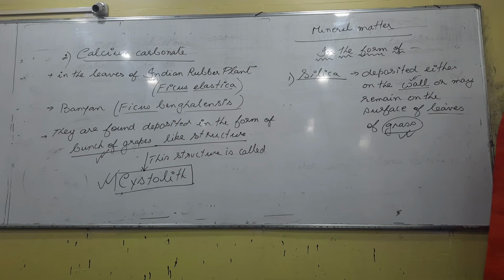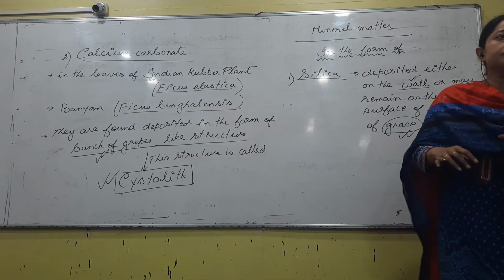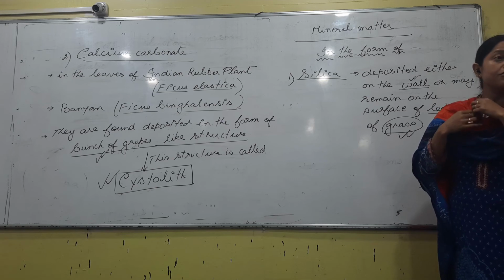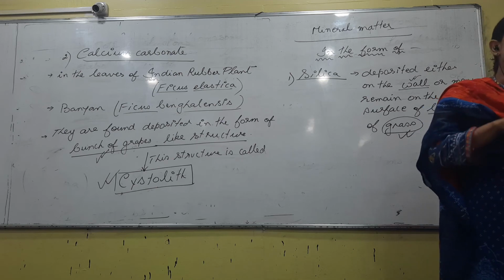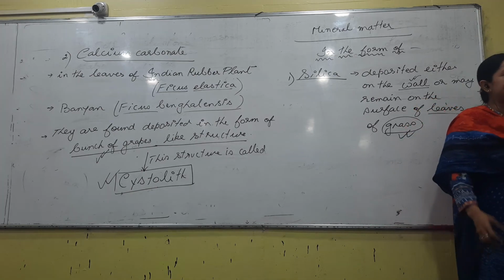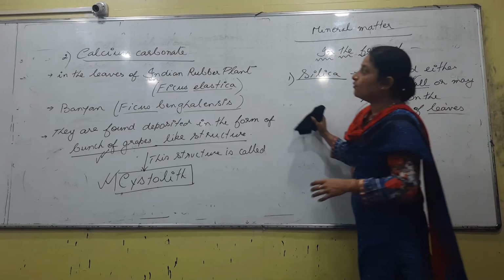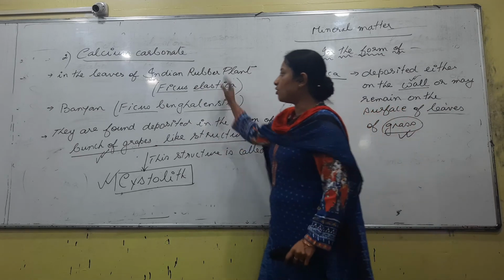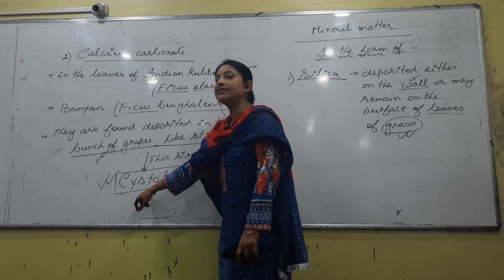Calcium carbonate. Calcium carbonate is deposited, and after deposition it is mostly in the cell wall. Okay. So the specific example is the cell wall. Now, from the calcium carbonate point of view, what is important? The words that are important out of everything are this one and this one.